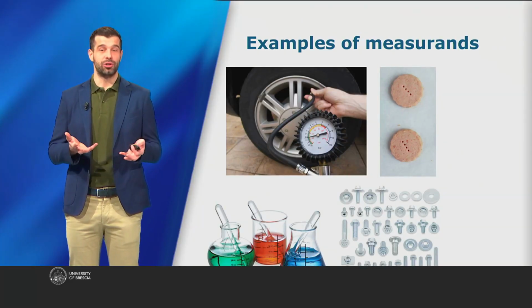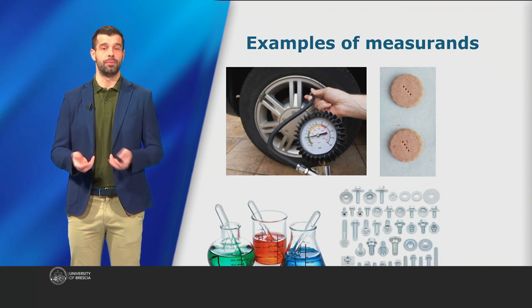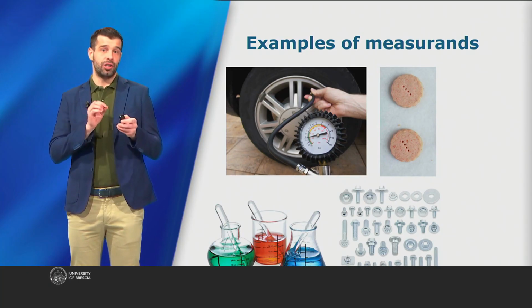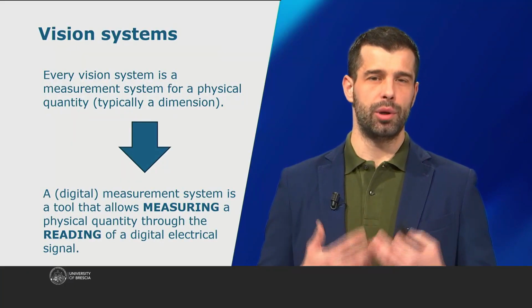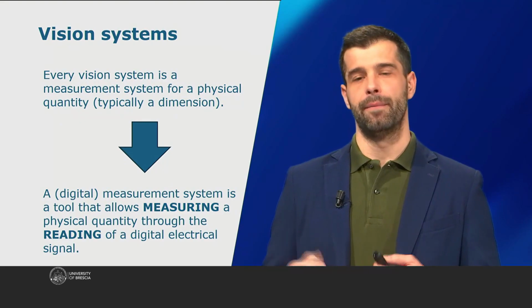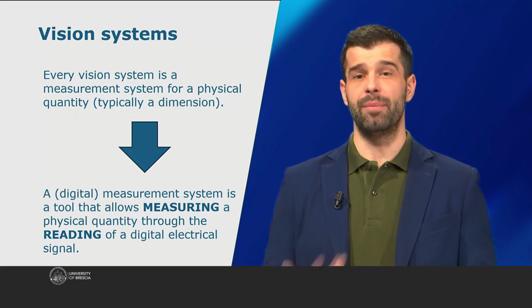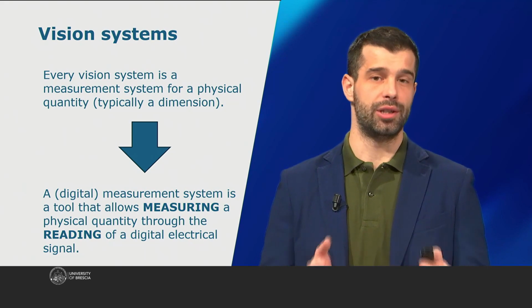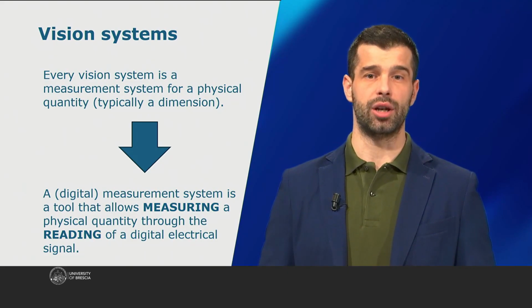So, let's look at some examples of measurands. A measurand is anything that can, in fact, be measured. From the air pressure in a car tire to the level of a liquid, from the size and shape of a couple of cookies to the dimensional characteristics of a screw that makes up any object. So, what do vision systems have to do with measurement systems? Well, vision systems are true measurement systems, usually for dimensional quantities. To get a bit more specific, vision systems are typically digital measurement systems that allow you to measure a physical quantity by reading an electrical value.